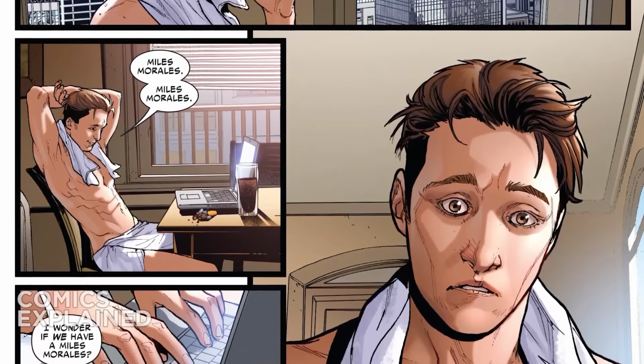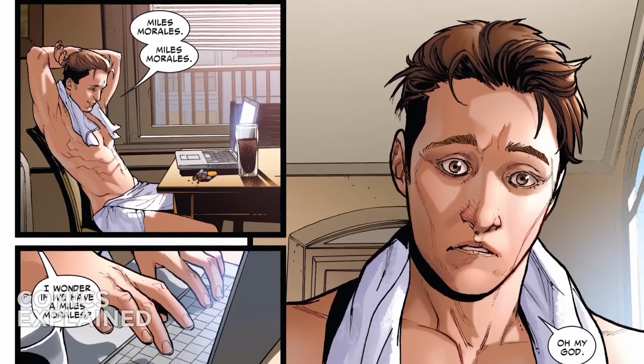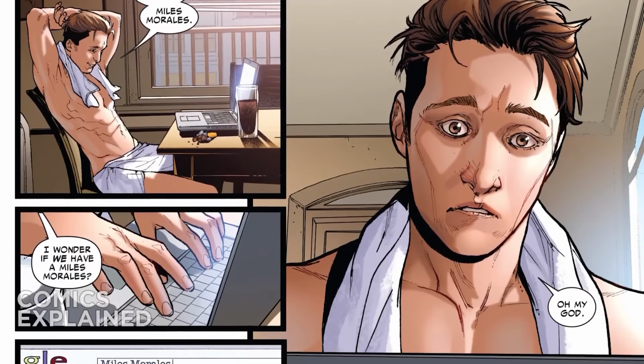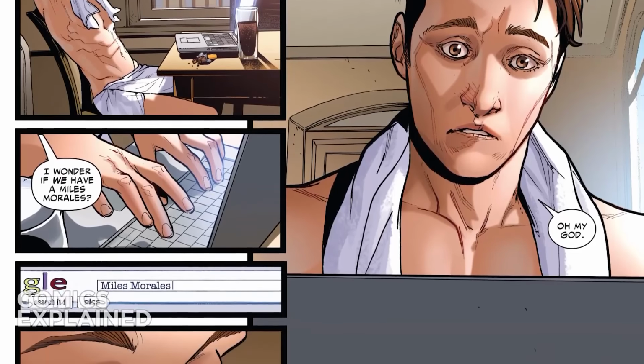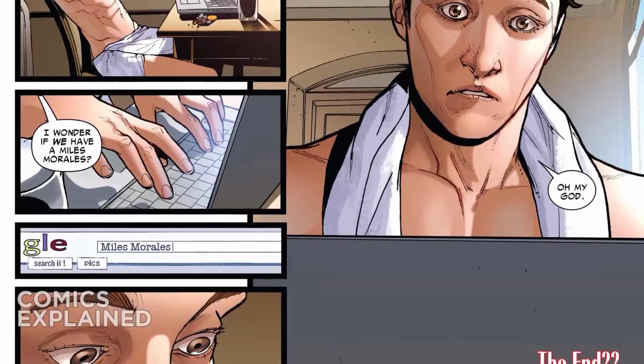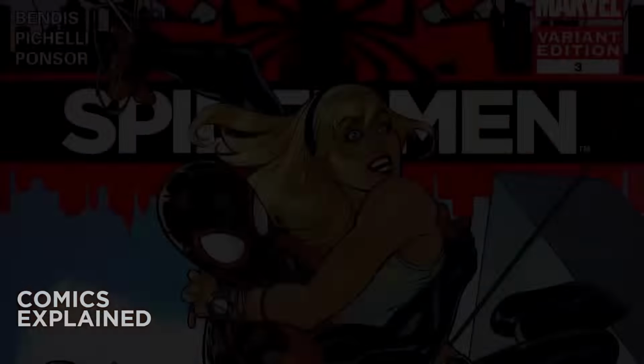At the time this was written, everybody wanted to know if it was true or not. It was like the biggest cliffhanger of like a decade, right? Like, I wonder if they really do have a Miles Morales in the main Marvel Universe. And it's like, I wonder what's gonna happen with that, right? It's kind of crazy, but it is a cool story.